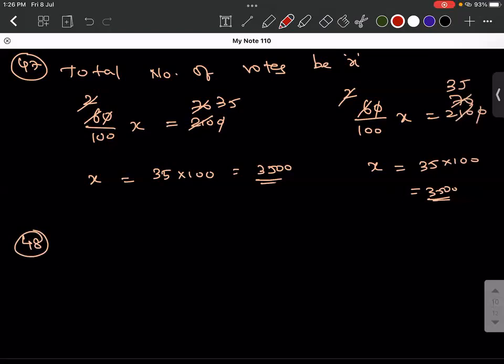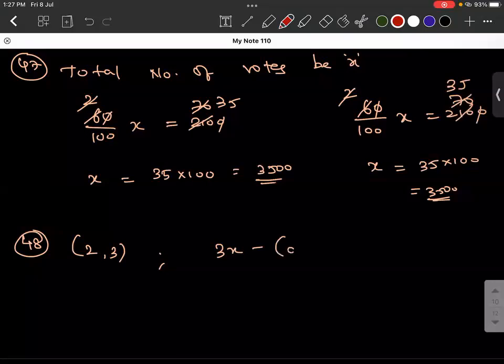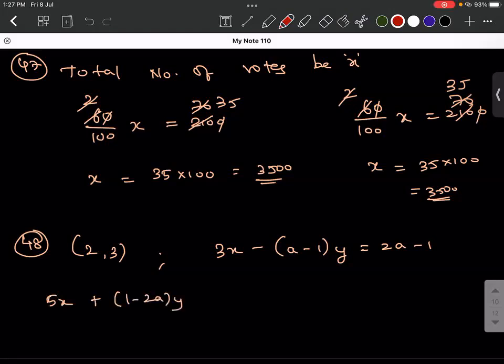Question 48. The point 2, 3 lies on the graph of a linear equation. So the point 2, 3 lies on the graph of the linear equation 3x minus (a minus 1) times y is equal to 2a minus 1. If the same point also lies on the graph of the linear equation 5x plus (1 minus 2a) times y is equal to 3b, then find the value of b. Small b.